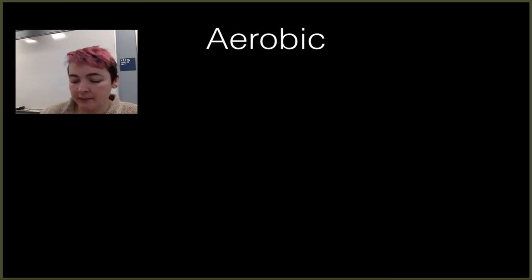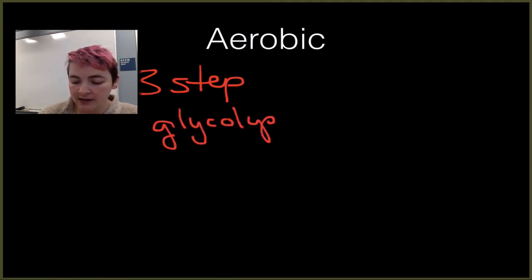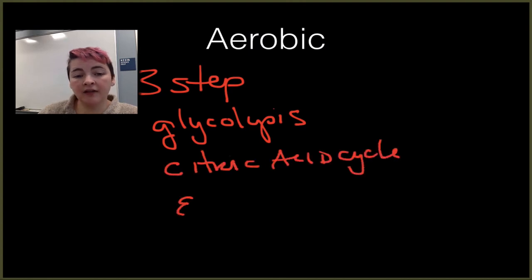Aerobic respiration happens in the presence of oxygen. Aerobic respiration has 3 steps. Well, 3.5, 4. Our first step is going to be glycolysis, and remember, glycolysis is the same. Then we have the citric acid cycle, and then we have the electron transport chain.